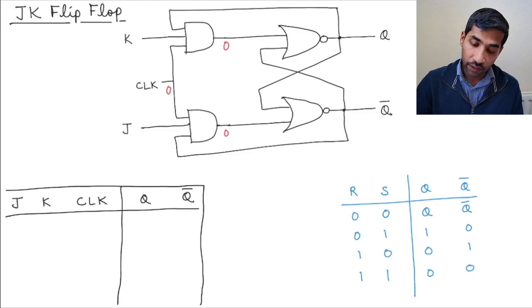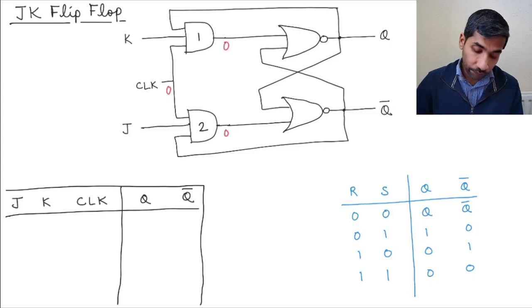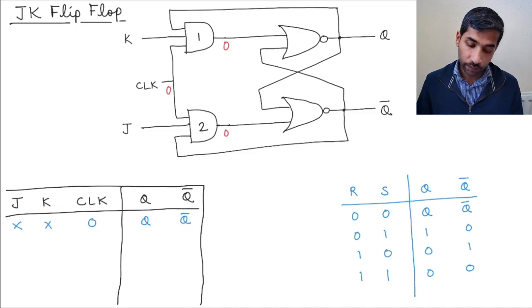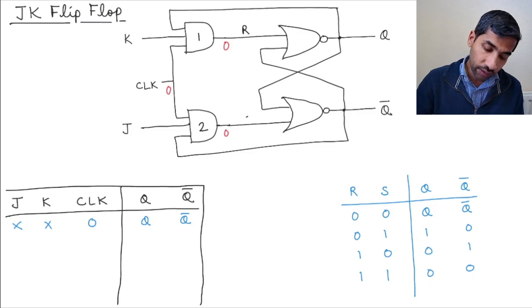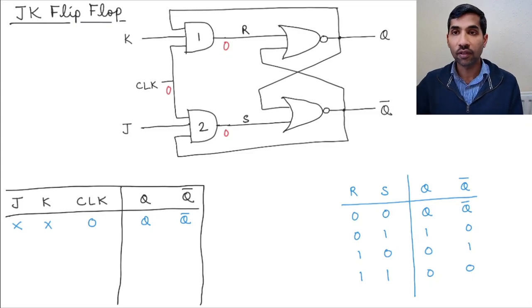Maybe it will be helpful if we number our AND gates, right? Let's call it 1 and let's call it 2. Now, if the inputs here are 0 and 0, then the outputs Q and Q bar, if you look at this truth table, for R and S equal to 0, 0, you get the output Q and Q bar. Okay, so then we can fill up this truth table. So if clock is 0, it doesn't matter what J and K are, the output is simply going to be Q and Q bar. Let's also give names. This is R input and this is the S input, in the SR latch. So let's just write it for our reference there.